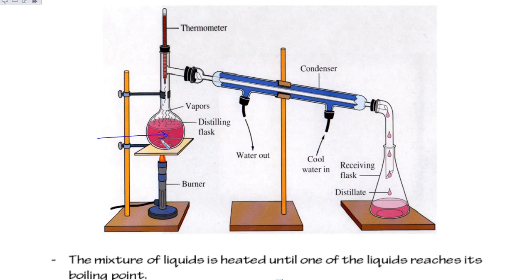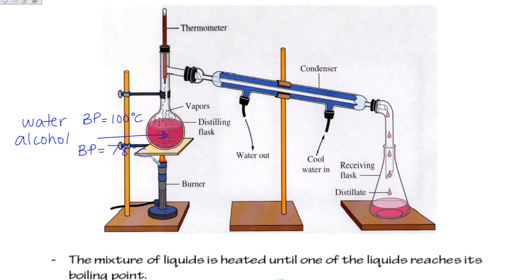Let's say we've got, a common distillation might be water and alcohol. Water has a boiling point of 100 degrees Celsius. There are different alcohols. Let's say we're using ethanol. Ethanol's boiling point is about 78 degrees Celsius. So they're noticeably different. That mixture goes into some kind of flask, and we'll start by gently heating the flask.